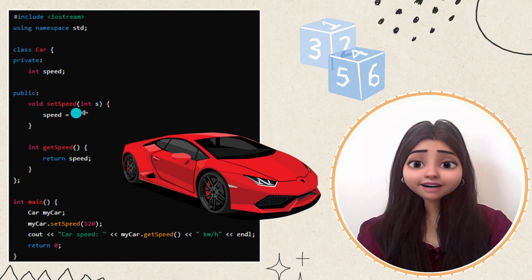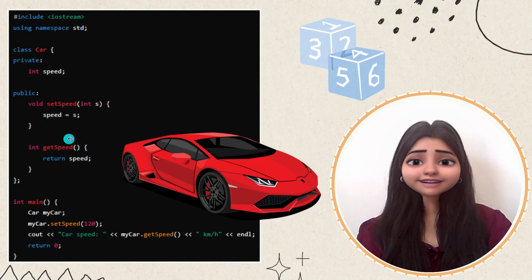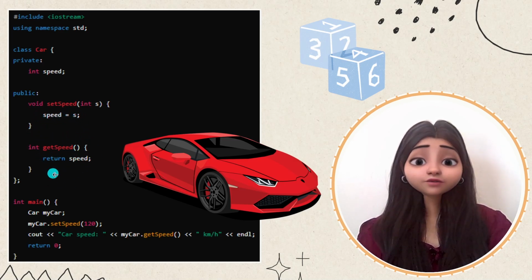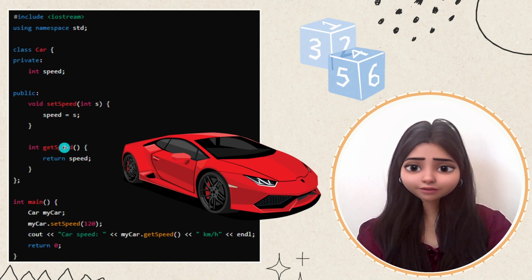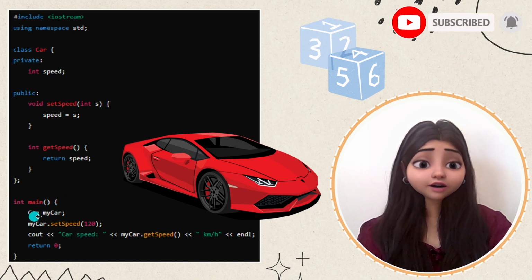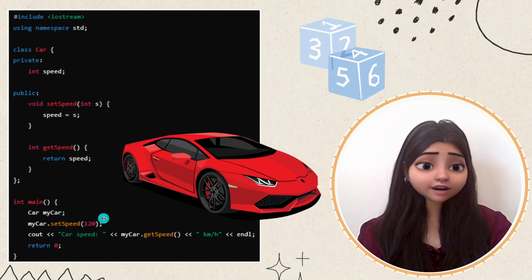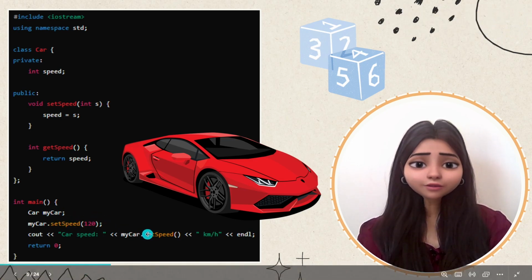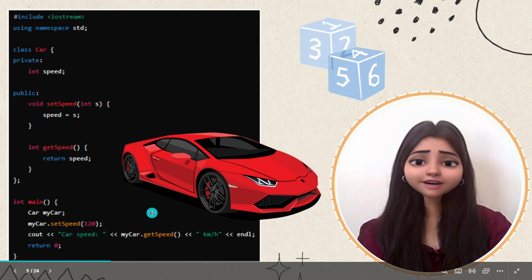Here the car class is defined with a private speed attribute. The setSpeed method takes an integer parameter and sets the private speed attribute. The getSpeed method returns the value of the private speed attribute. In the main function, we create an instance of the car class called myCar. We set the car speed to 120 using setSpeed, and finally we print the car speed using the getSpeed method.